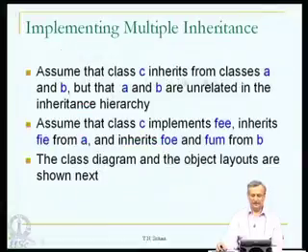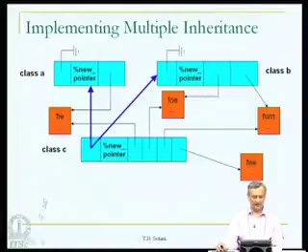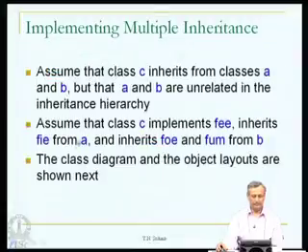So, assume that C inherits from classes A and B, but that A and B are unrelated. We saw this already, these two are not related. Assume that class C implements phi, inherits phi from A and inherits fo and fum from B. This is something I explained.